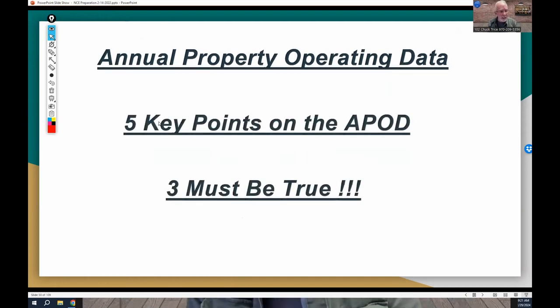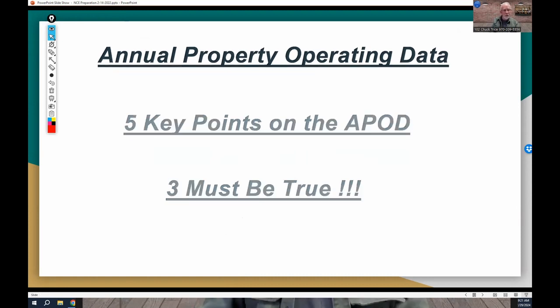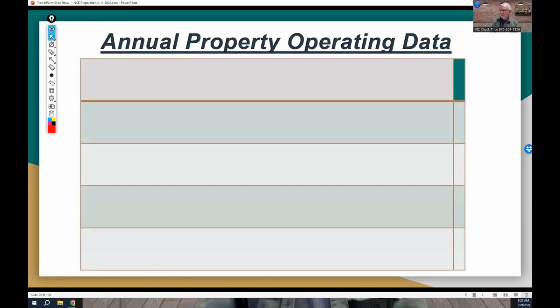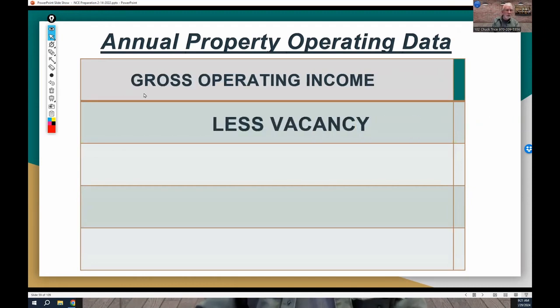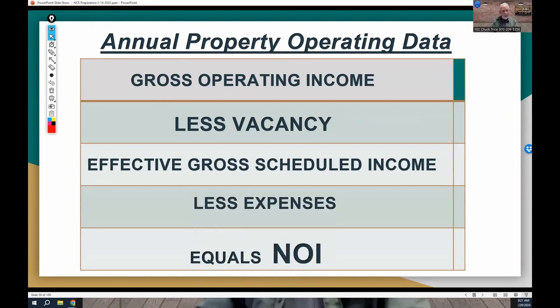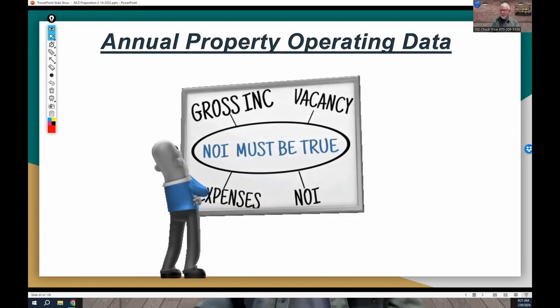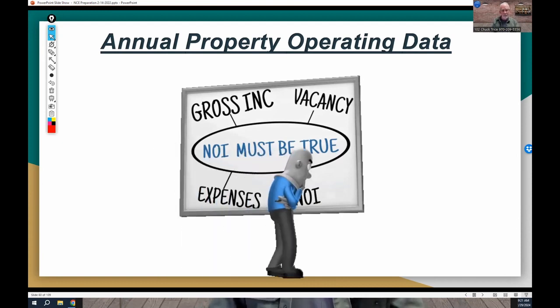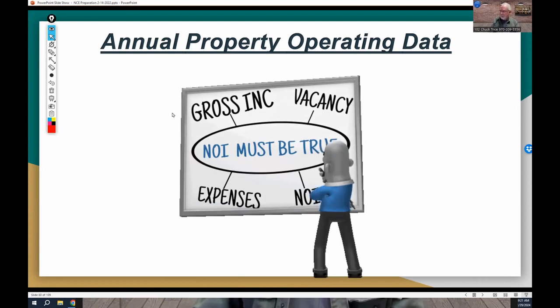Now, there are 5 key points on this APOD, and 3 of those must be true, and I'll let you guess which of them must be true. Do you think it would be the gross operating income, or the vacancy factor, or the effective gross? Now, effective gross is usually where I start. That should give you a little bit of a clue. Less expenses gives you NOI. We all know that, but I guarantee you there are so many variations of this that you would be amazed at what you see on an APOD. So which one of those must be true?